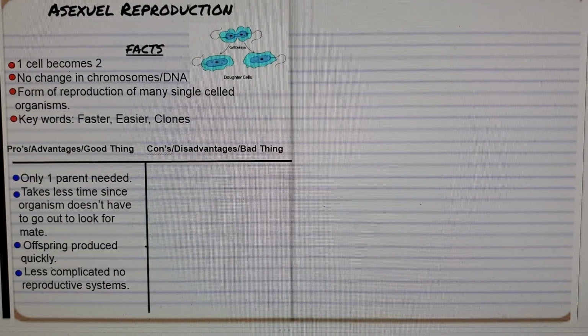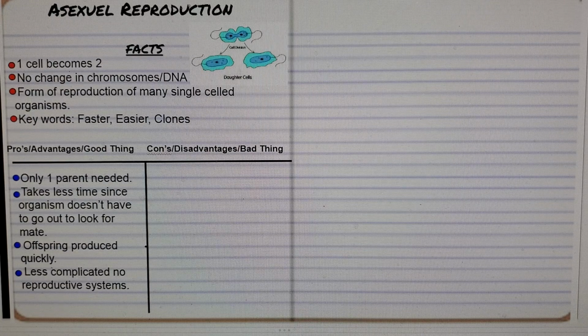Okay, so the first one says you only need one parent. So it's going to take less time for an organism to make more of themselves if they don't have to go out and find a mate. Whenever the time is right, that cell or that organism is going to make another one of itself. It doesn't have to spend all that energy going out there looking for a mate. The offspring are made really quickly.